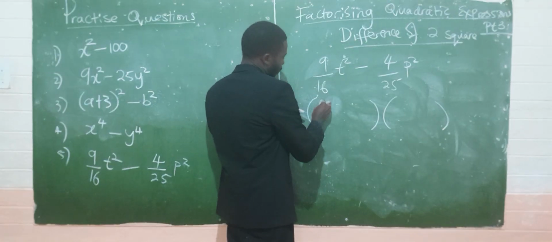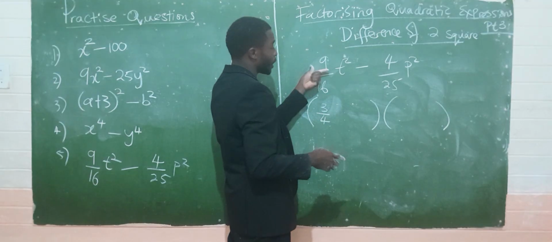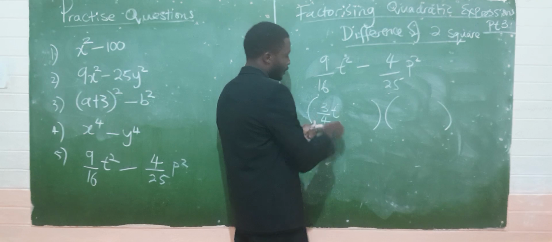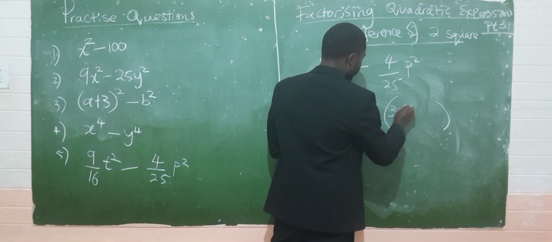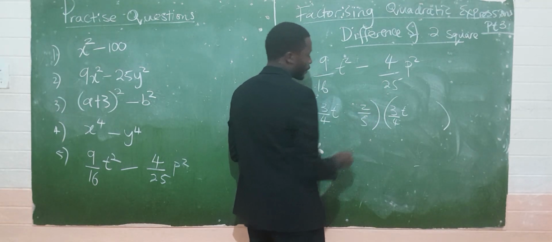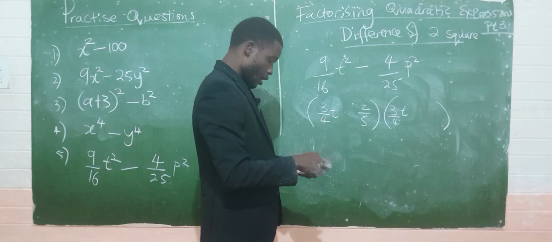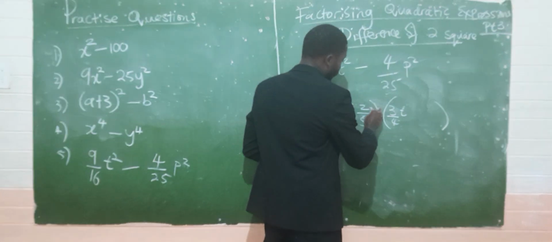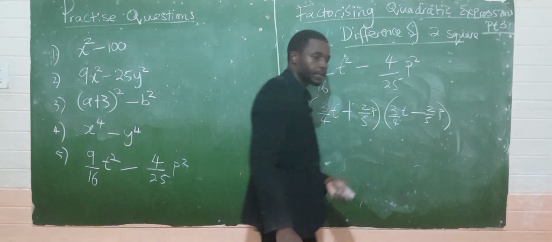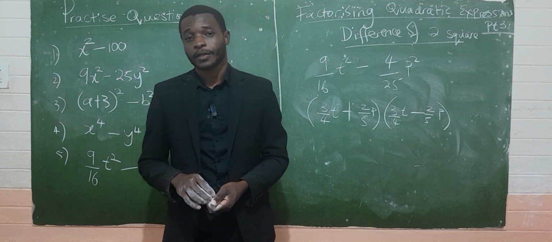So obviously the square root of this is going to be 3 over 4, because 3 over 4 times 3 over 4 gives me 9 over 16. And for t, I'll have the t right there. I write this in here again, 3 over 4 t. And for this one, I should have 2 over 5, because 2 over 5 times 2 over 5 gives me 4 over 25. And of course, I'll have the p there. I write 2 over 5 p. I put a plus, I put a minus, and boom, I'm done. That's how I do difference of two squares.